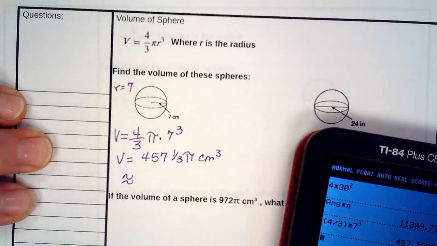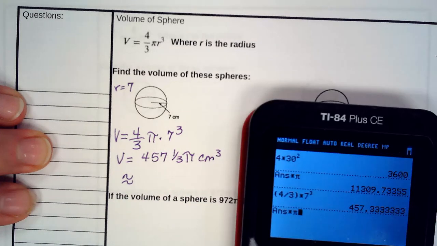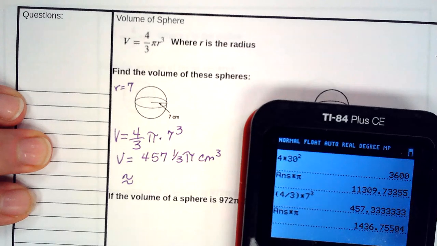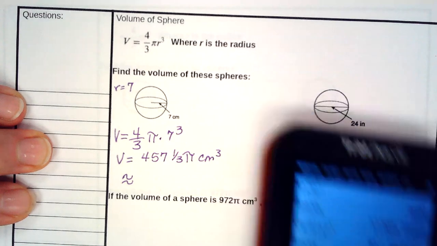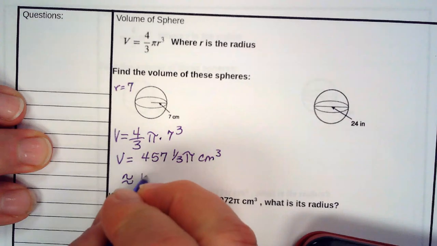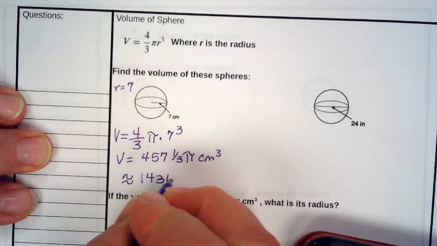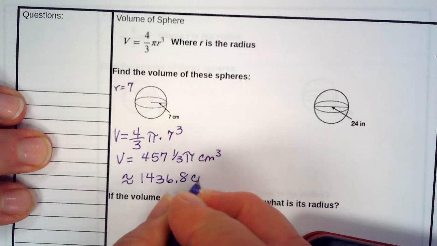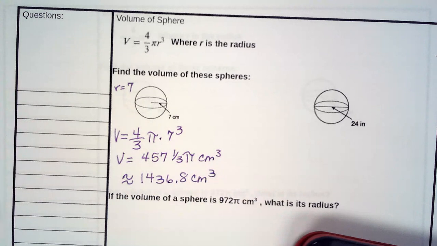And that is approximately, I'm just going to hit times pi, and I get 1,436.8 centimeters cubed.